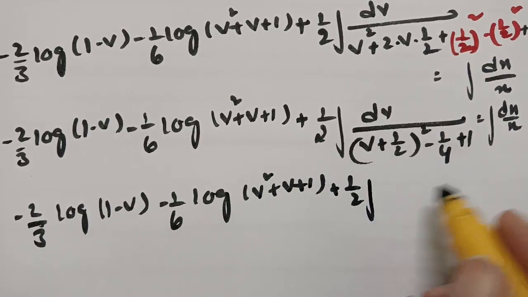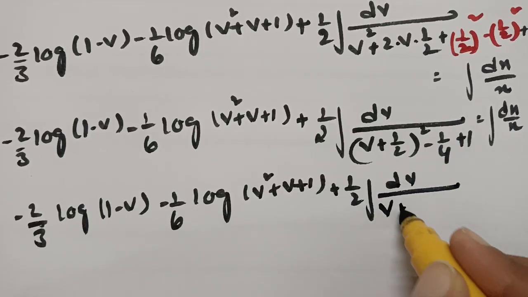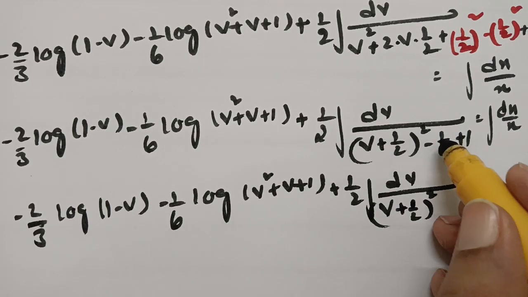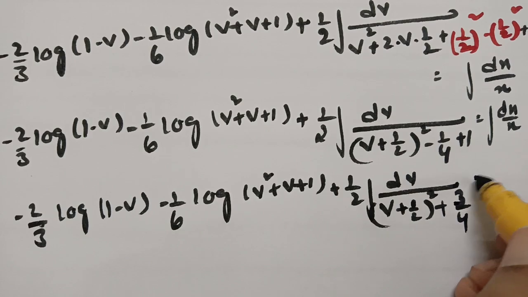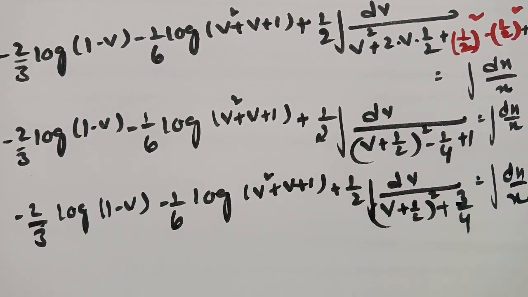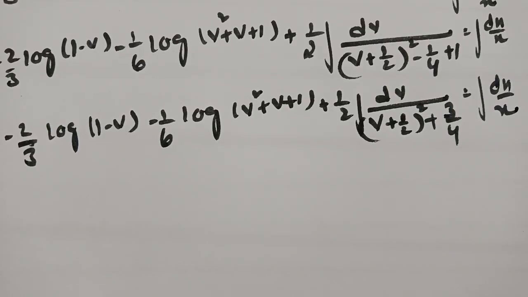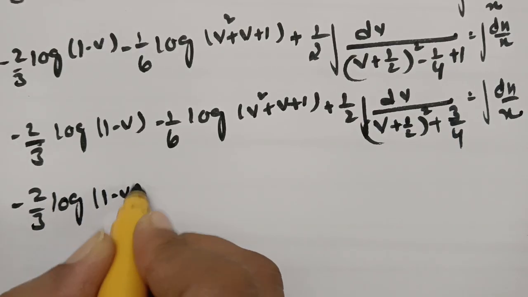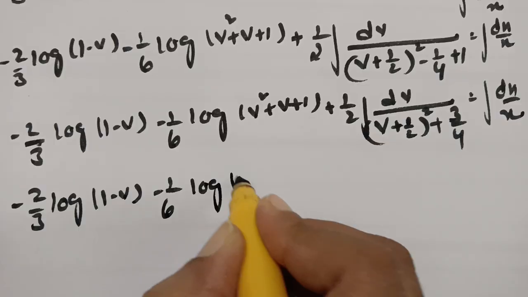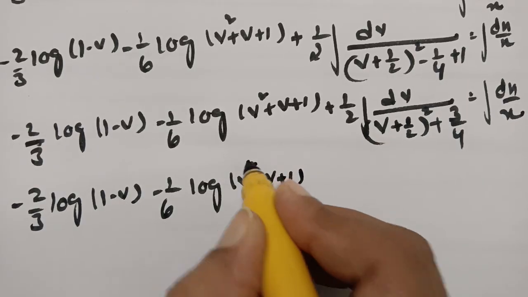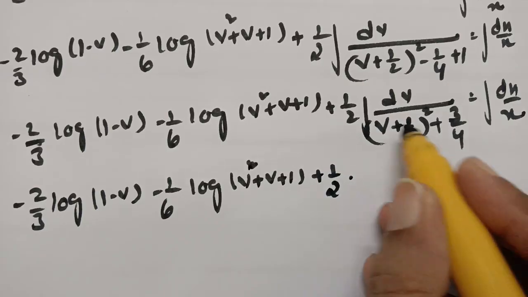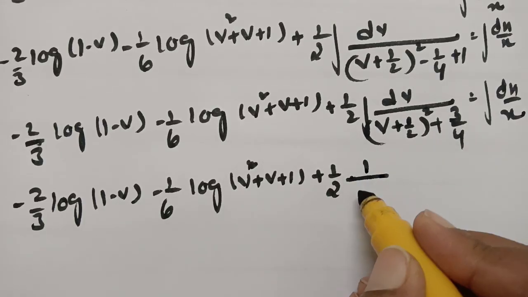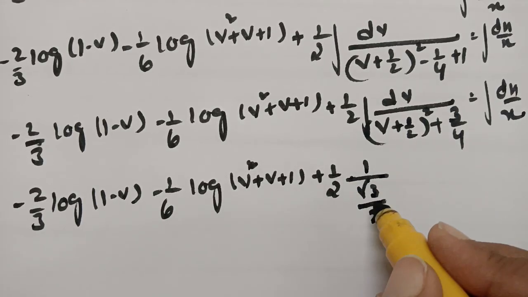So this is half times of dv by v plus half whole square, and this can be written as 4 minus 1, 3. So this can be written as 3 by 4 into dx by x. And see, this is again minus 2 by 3 log of 1 minus v minus 1 by 6 log of v square plus v plus 1, plus half times of 1 by x square plus a square. So this value is 1 by a times of, a can be written as root 3 by 2.